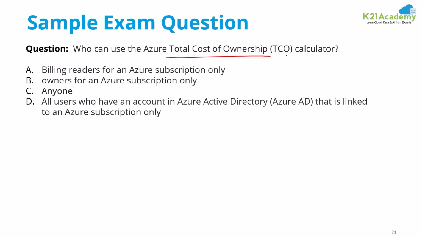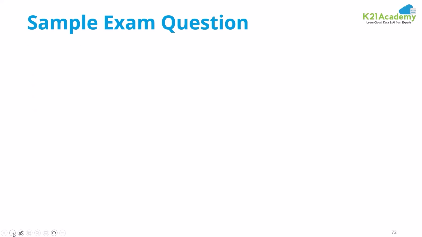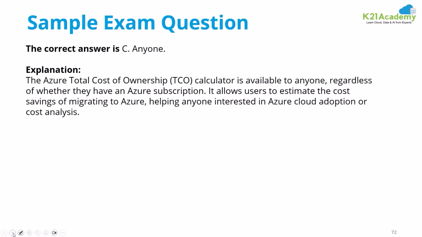One more sample question, guys. Who can use the TCO calculator? Billing readers for Azure subscriptions only, owners for Azure subscriptions only, anyone, or all users who have an account in the Azure Active Directory that is linked to an Azure subscription. So it's a tricky question, right guys? Who can use the TCO calculator? I just explained that you just have to go to google.com and search TCO. That's it, right? So the answer should be anyone, because it's available over the internet. It's connected to Azure, but anybody can use it, right? You can estimate for your on-premises environment at any time that you want.